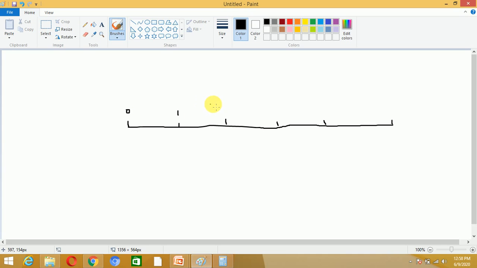Zero, 1, 2, 3, 4, and 5. Suppose this is your timeline. You are making a payment of $1,000. Suppose you're depositing $1,000 at the end of the month.